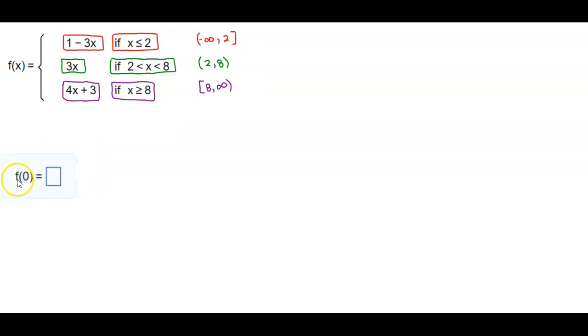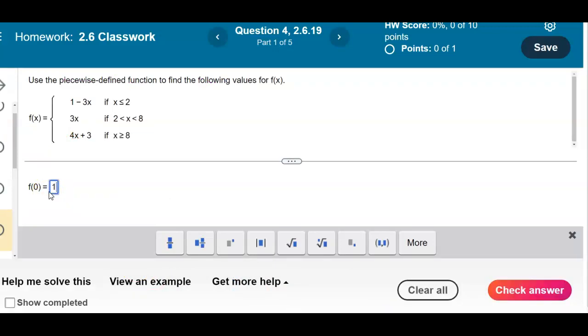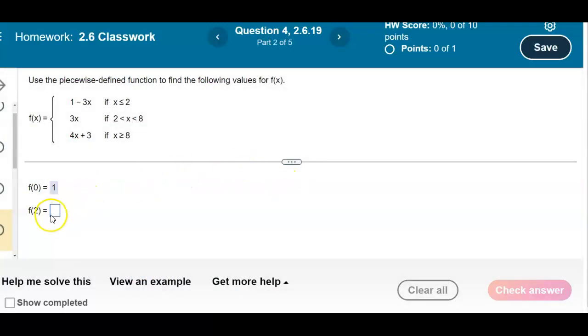So let's go ahead and put that down here. The first function, we have f of x, which is equal to 1 minus 3x. And so we want to find f of 0, which means we're going to plug 0 in for x. So this is 1 minus 3 times 0, which is going to give us 1 minus 0, which is equal to 1. So the first result is 1. Let's go ahead and put our answer for that. And that checks.